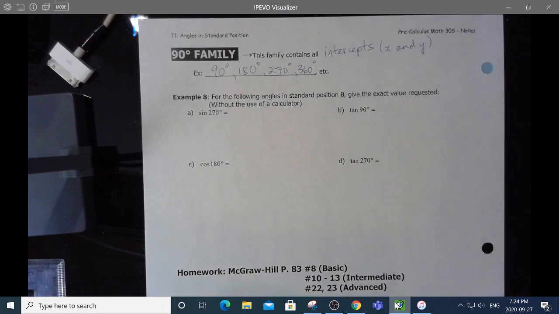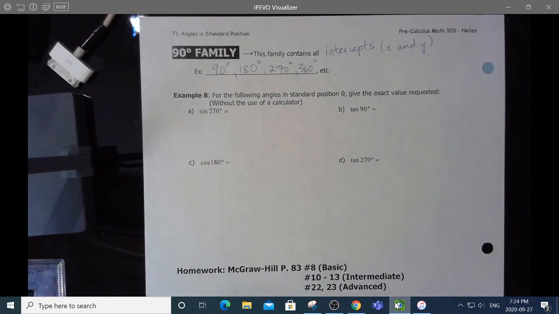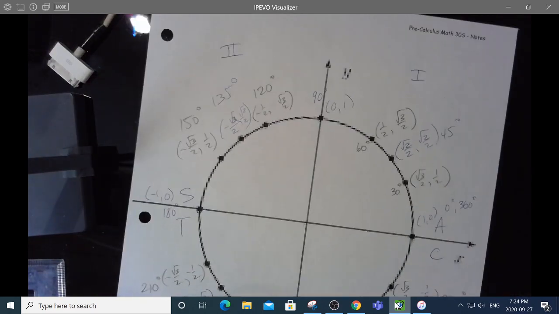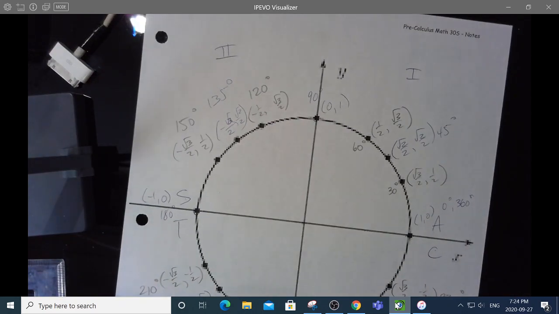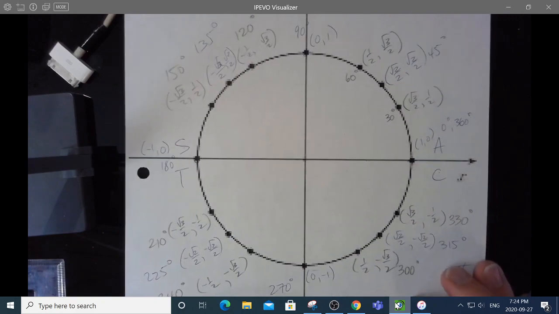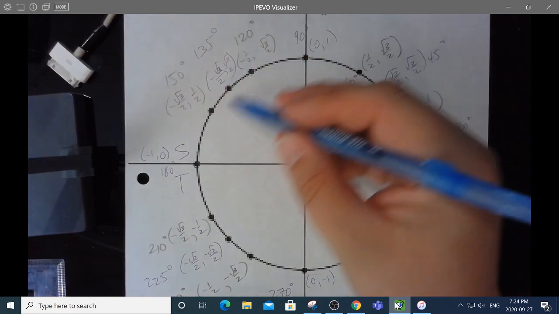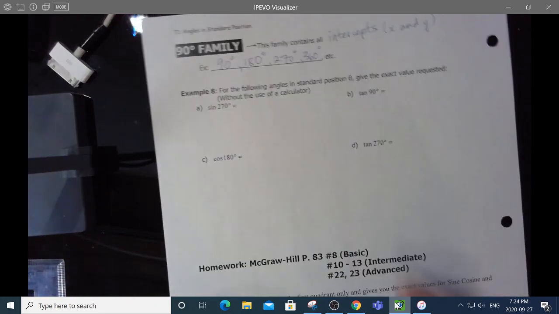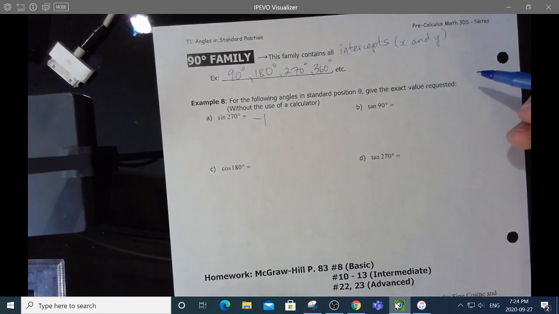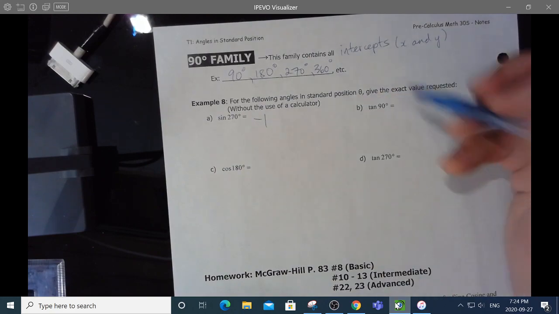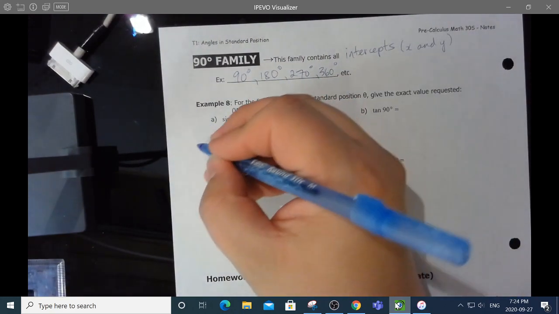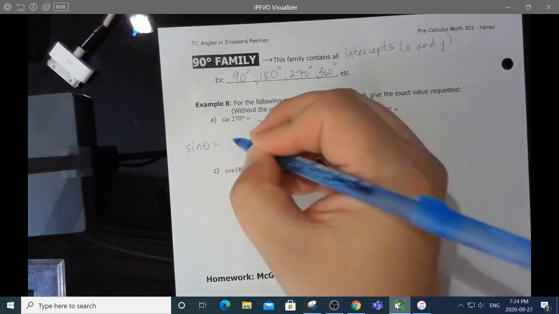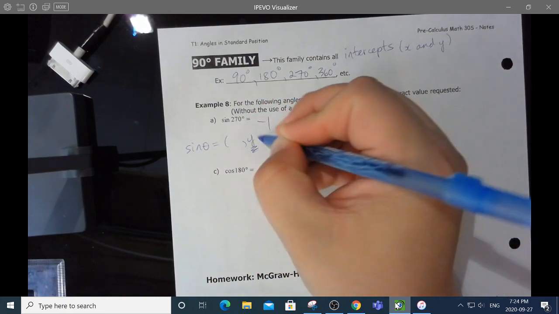So looking at my unit circle that I just drew on the previous page, suppose we ask the question, what is the sine of 270 degrees? So 270 degrees has a y coordinate of -1. Why is it -1? Because remember, sine is equal to this y coordinate.